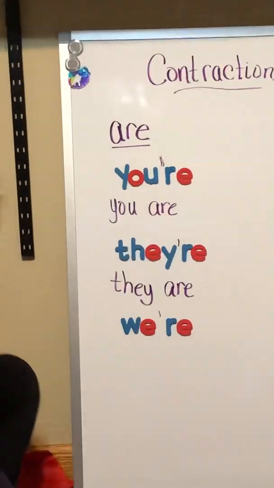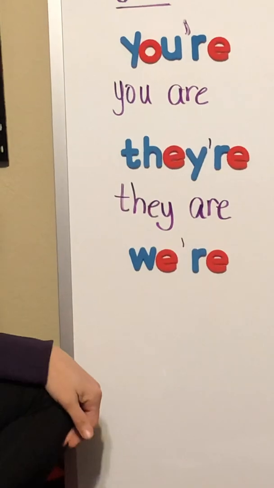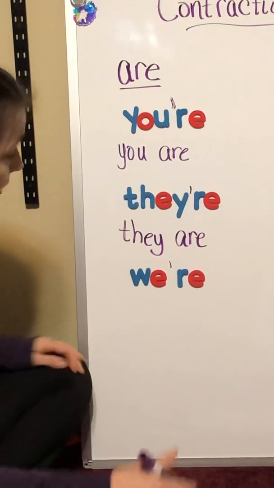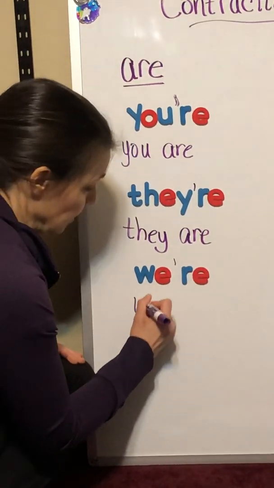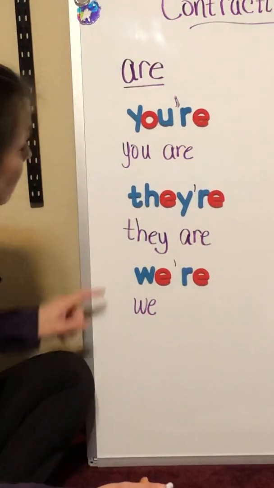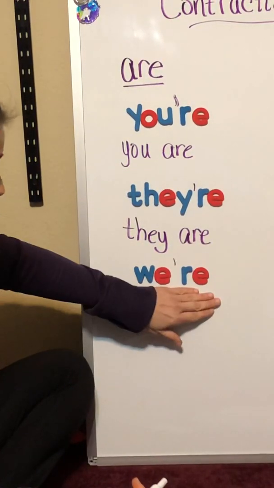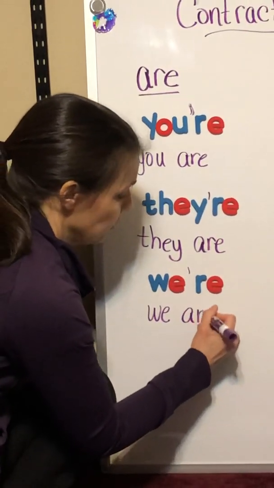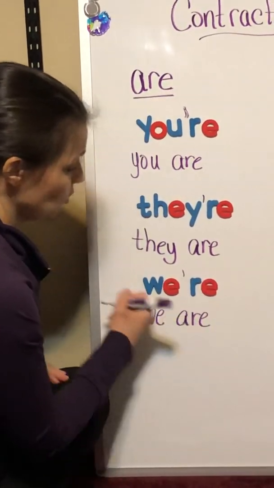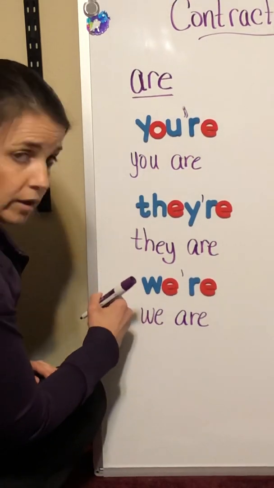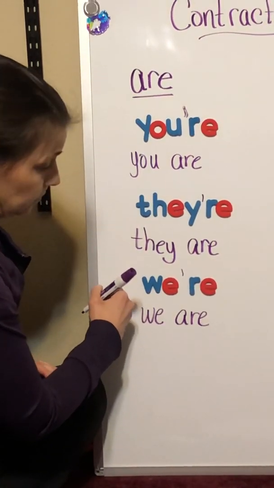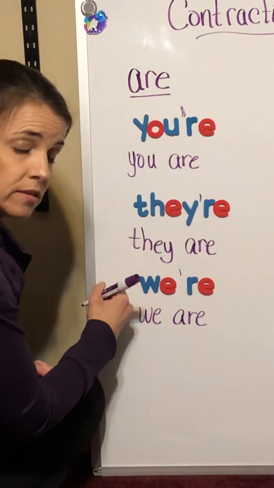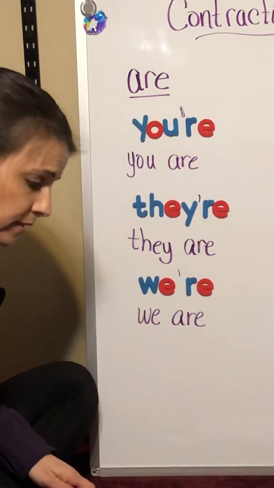And finally, we get down to we're. All right, let's follow that same pattern. I see the little word we, and I already know that when I see apostrophe R-E, that R-E stands for are. So we are. So we're is the contraction for we are. Let's think of a sentence. How can I use this in a sentence?